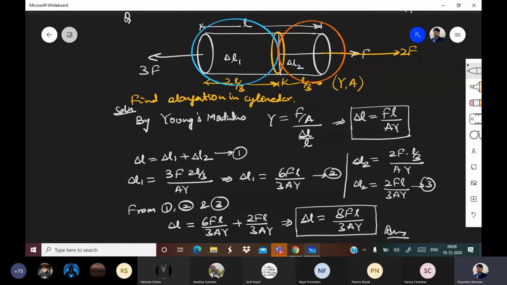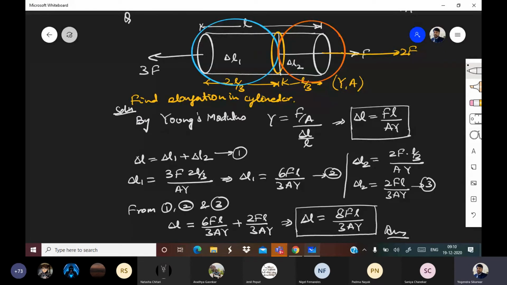For the blue part, how much is the total force which is trying to increase its length? It is 3F. And for the red part, how much is the force which is trying to increase its length? It is 2F. Sakshi, F is not acting at the end. F is acting at the boundary of 2L by 3 and L by 3. 2F is applied at the end.